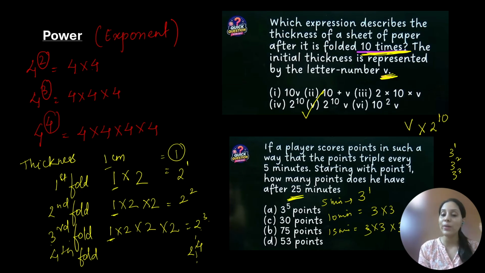You need the points after 25 minutes. So after how many intervals? 1, 2, 3, 4, 5. After 5 intervals, you need to find how many points he has. So it is going to be 3 power 5. After the first 5 minutes, 3 power 1. Second 5 minutes, which is 10 minutes, 3 power 2. Third 5 minutes, which is 10 plus 5, 15 minutes, 3 power 3. So like that, after 5 intervals, it is going to be 3 power 5. So I hope everyone is understanding this power.